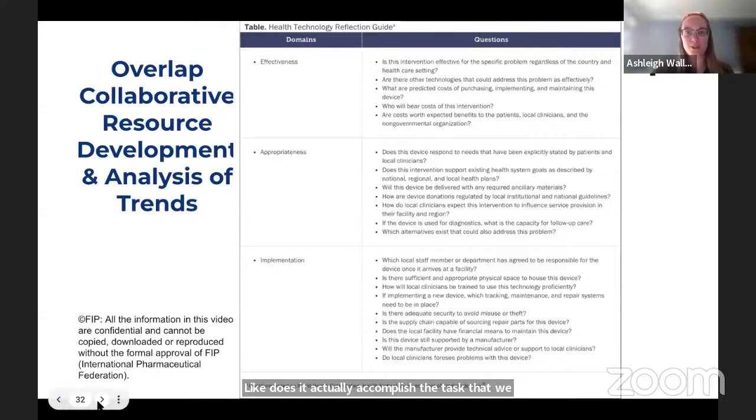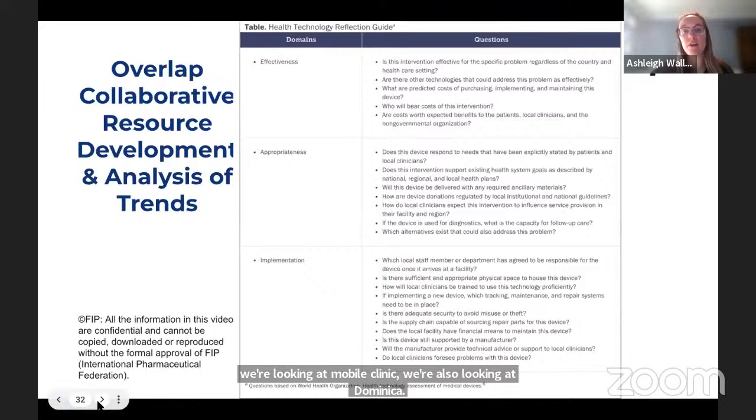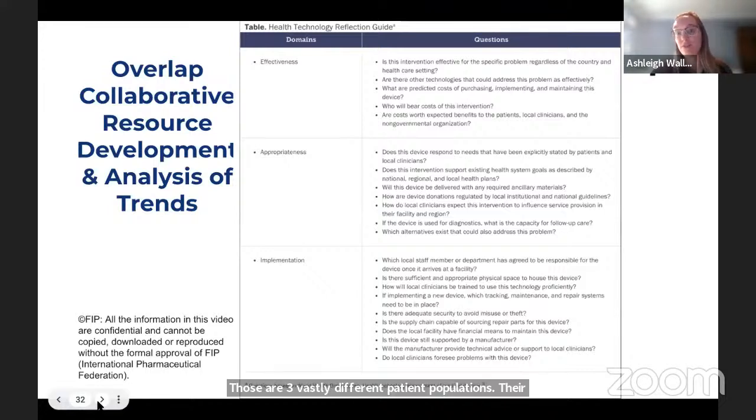There's a bajillion questions that we really have to ask before we're able to use a new technology, and it comes with a ton of background research and analysis. One of the things that we have to consider, especially in our case, is because we're looking at Open Heartland, we're looking at Mobile Clinic, we're also looking at Dominica. Those are three vastly different patient populations. Their needs are different, their health beliefs and behaviors are different. So what sort of technology can we use that is able to meet all of those different patient populations, right?